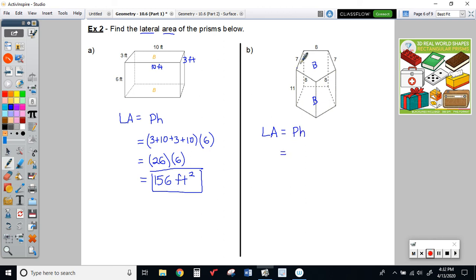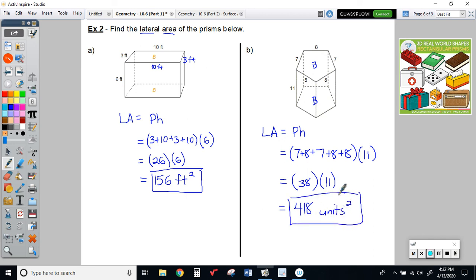The perimeter of the base, look up here, you've got 7, 8, 7, 8, and 8. They're already there for you, so there's no extra calculations that need to be done there. Just add those 5 numbers together, and then the height connecting the two bases is 11. So this is a pretty straightforward problem from there. No loops being thrown at you there. Are you throwing a loop at somebody? I don't think so. You're not being thrown for a loop. So 38 times 11, that is 418. No units are given, so you could leave it off, or you could write units squared.